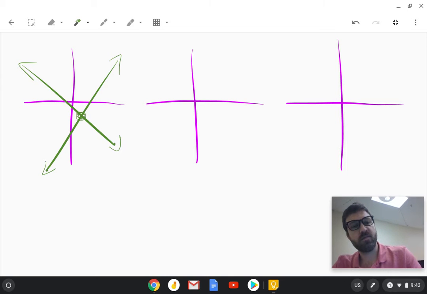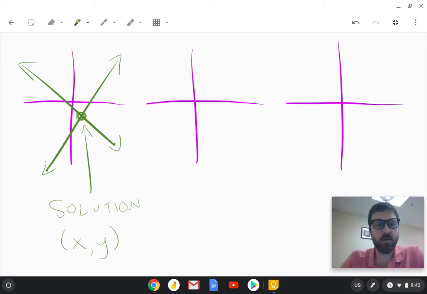So this right here would be the solution. The solution takes the form of an x, y coordinate. So that's one possibility, that there is a solution.